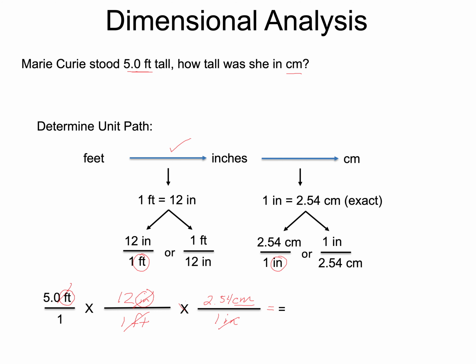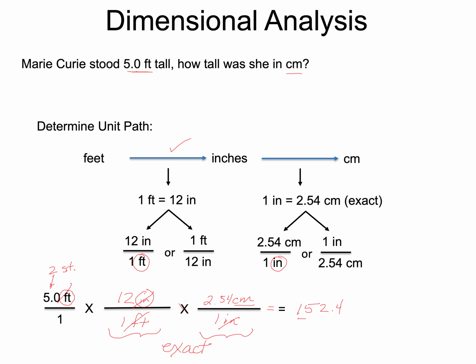And it turns out when you do this in your calculator, the problem will give you 152.4. But now at this point, we need to look at significant figures. So our beginning number has 2 sig figs. And each one of these conversion factors here are exact, so none of the numbers in these values can be utilized to determine significant figures.